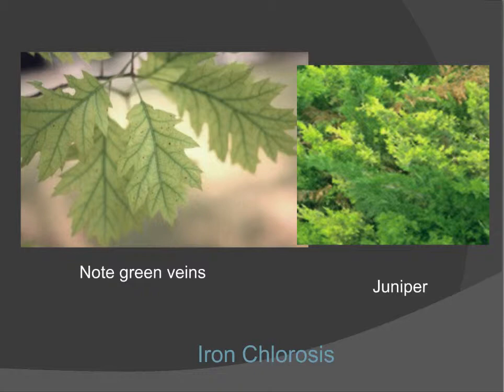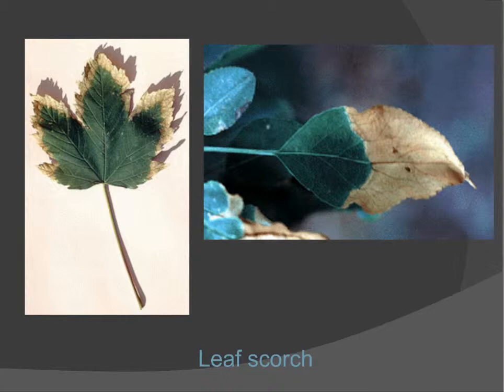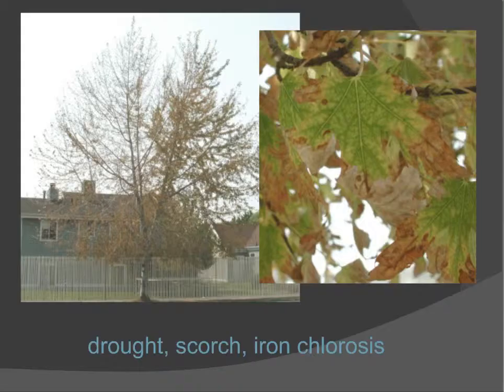Leaf scorch, the necrosis or dying tissue, is around the tips or the edges of the leaf. And then you can have all three. You can have drought, scorch, and iron chlorosis all together as one. This tree, I took a picture of it 3 or 4 years ago, and it's no longer there.